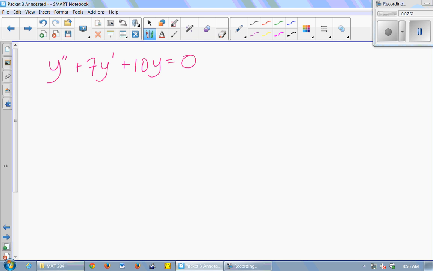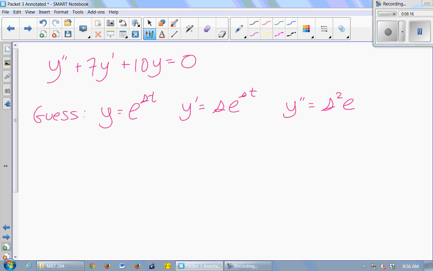E to the, yeah, right, natural log, its derivative would be 1 over. Yes, it wouldn't be the same. But so we might guess that a solution would have the form y equals e to the st. And that means that y prime would be s e to the st, and y double prime would be s squared e to the st. And then we plug all those things into the equation and figure out what s has to be to make it true.